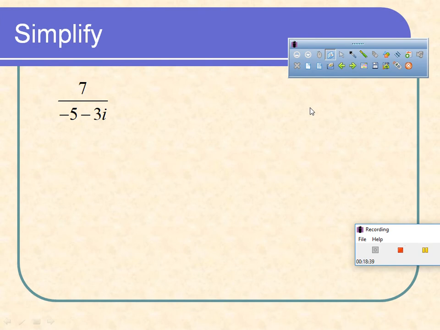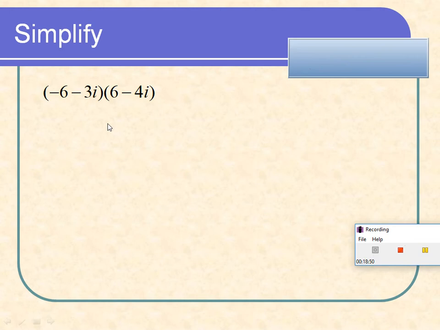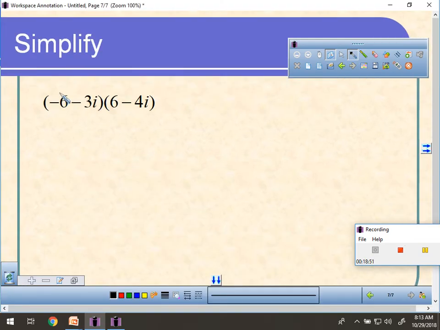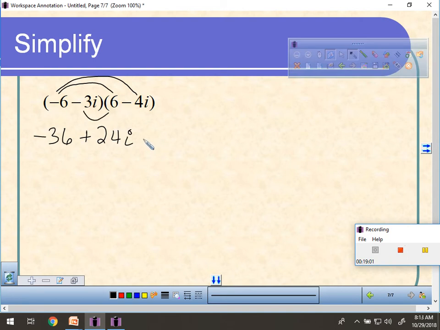And so then what we're going to have is negative 6 minus 3i, and then 6 minus 4i. And so what we're going to do is just FOIL this out. Negative 6 times 6 is going to give me negative 36. Negative 6 times a negative 4i is going to give me a positive 24i. Negative 3i times 6 is going to give me a negative 18i. And then negative 3i times a negative 4i is a positive 12i squared.